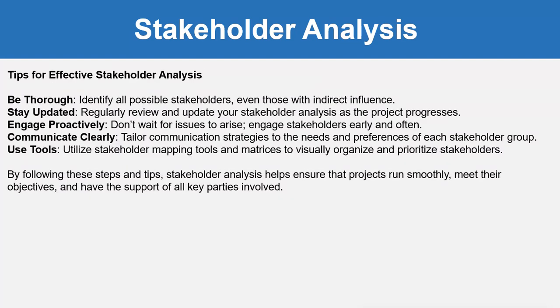Then, friends, we can talk about some tips for effective stakeholder analysis. The first one is to identify all possible stakeholders, even those with indirect influence. Then regularly review and update your stakeholder analysis as the project progresses. Don't wait for issues to arise. Engage stakeholders early and often. Tailor communication strategies to the needs and preferences of each stakeholder group. Utilize stakeholder mapping tools and matrices to visually organize and prioritize the stakeholders.